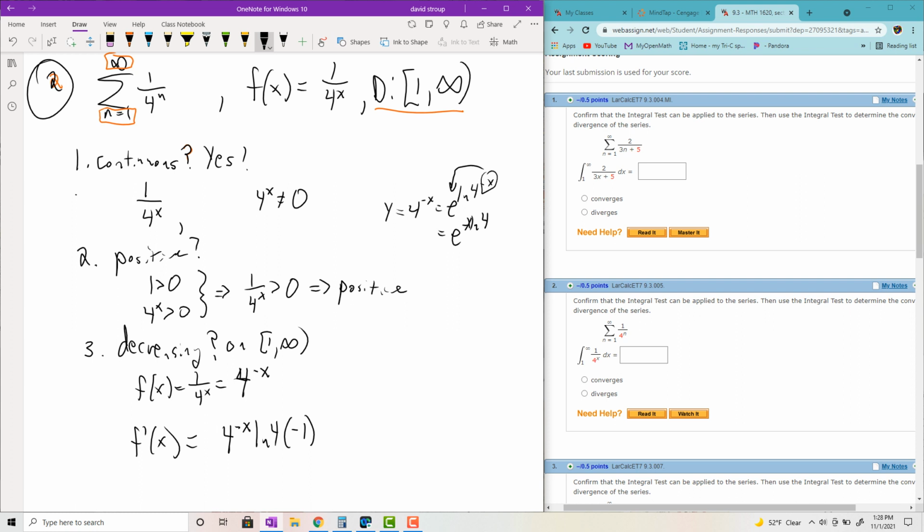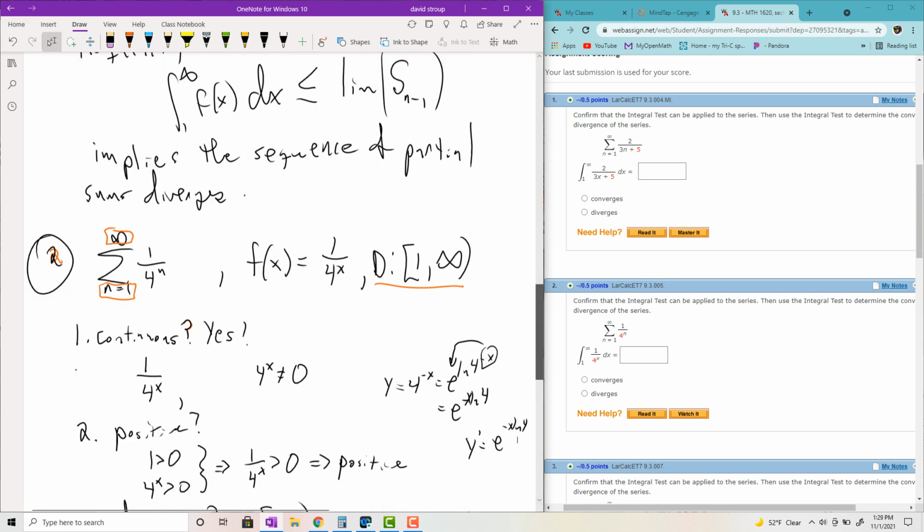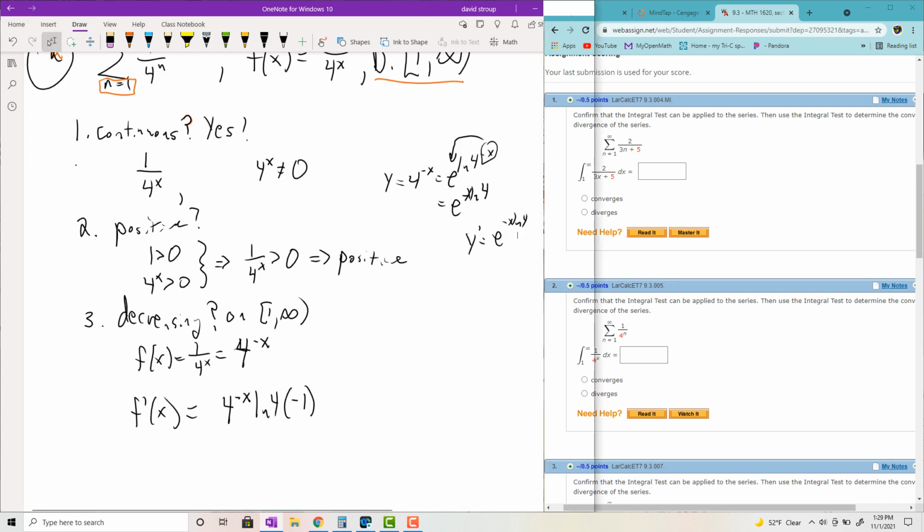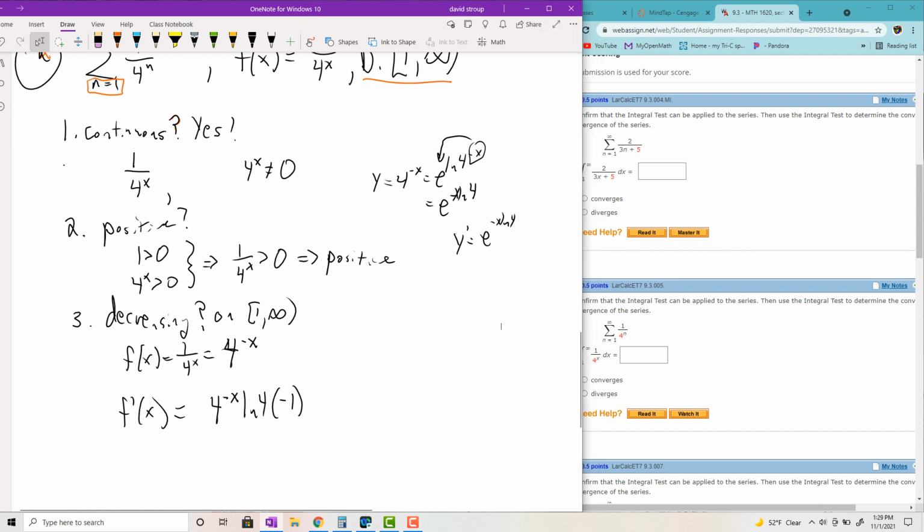Then the derivative of that, of course, you just get y prime equals e to the negative x ln 4 times the derivative of negative x ln 4, which is negative ln of 4. Okay, and of course e to the negative x ln 4 is just 4 to the negative x, so you can back sub, and that's exactly what I got. So here it is: negative 4 to the negative x ln 4.